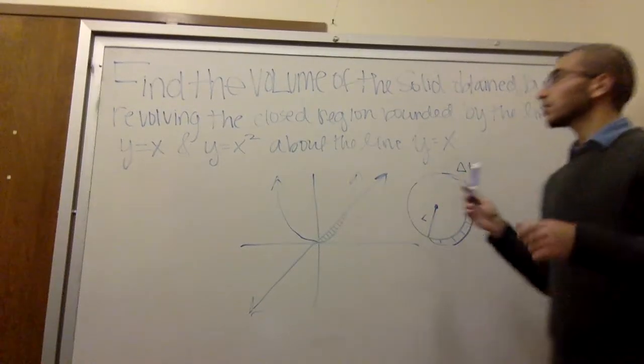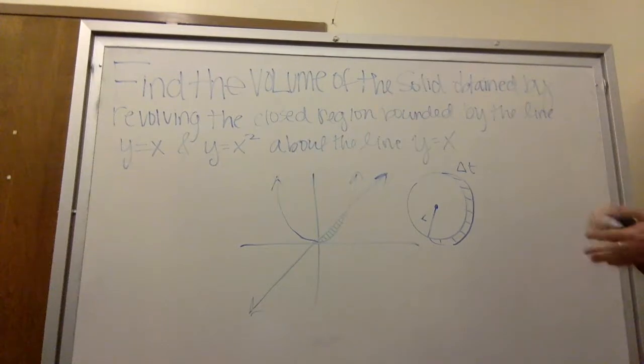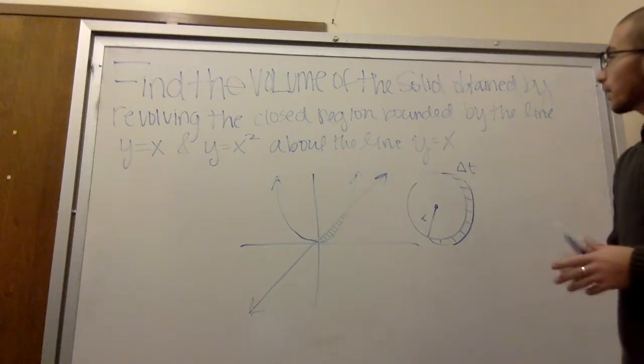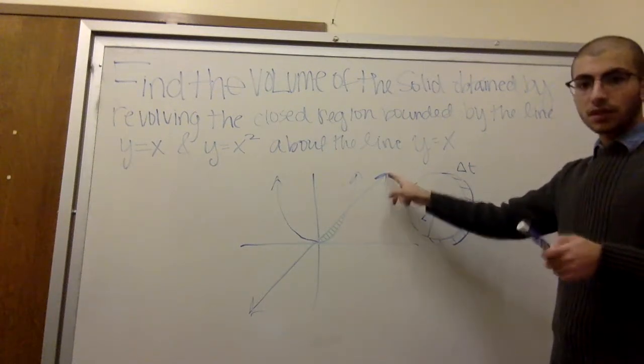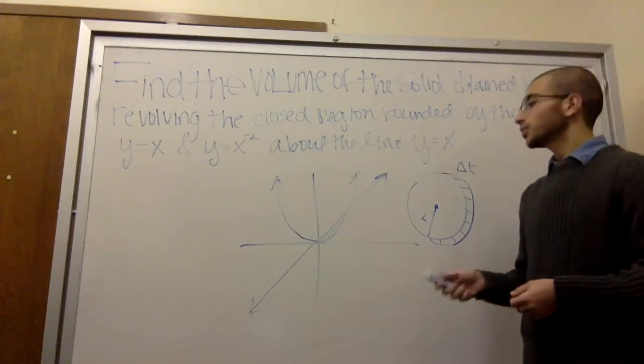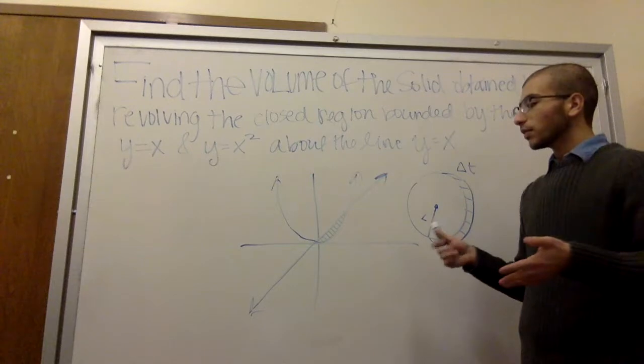So our project problem is finding the volume of the solid obtained by revolving the closed region bounded by the line y equals x and the curve y equals x squared about the line y equals x, which is this one.